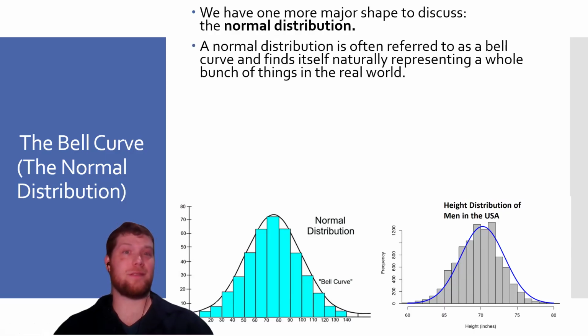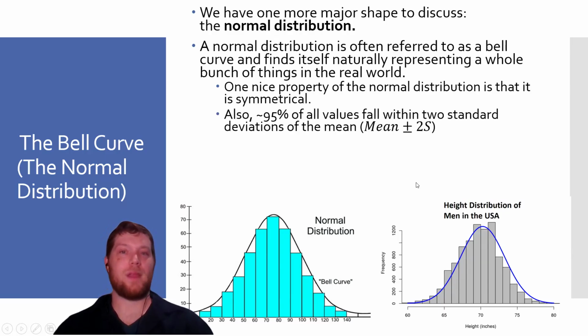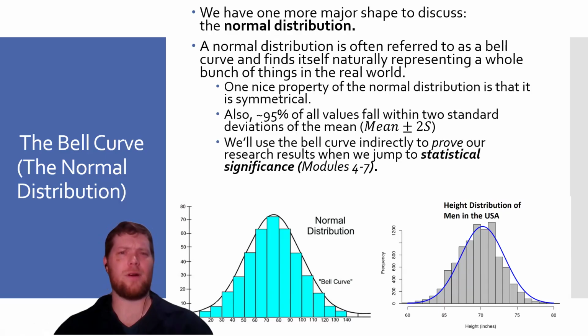Normal distribution is often known as a bell curve, and it finds itself naturally representing a whole bunch of things in the real world, like height distribution, for example. One nice property is that it seems pretty symmetrical. If I were to split this down the middle, it looks almost the same on both sides. Also, about 95% of values fall within 2 standard deviations of the mean, like I talked about before.